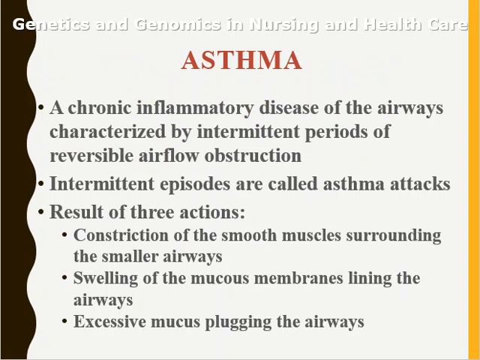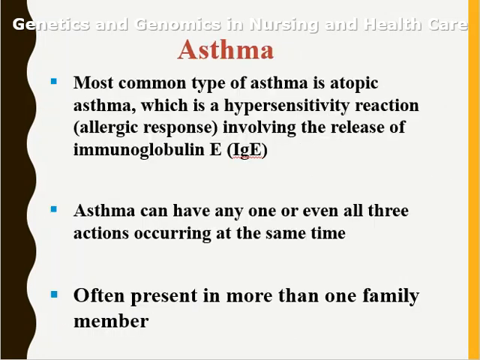And asthma, we're going to move on to, is also a chronic inflammatory disease of the airways, characterized by intermittent periods of reversible airflow obstruction. So intermittent episodes are called asthma attacks, and it is the result of three actions. We have constriction of the smooth muscles surrounding the smaller airways, we have swelling of the mucous membranes lining the airways, and we have excessive mucus production that plugs the airways.